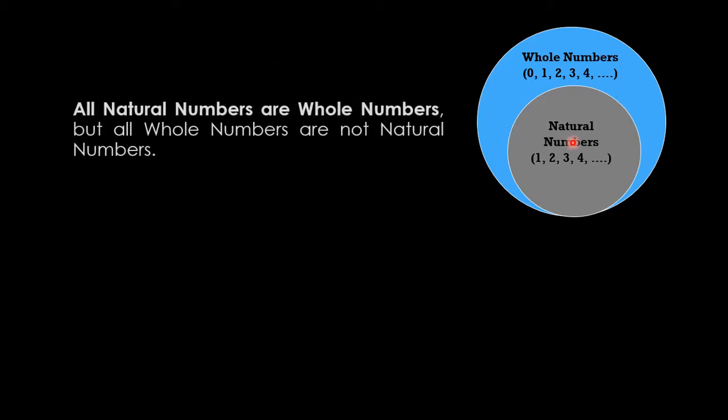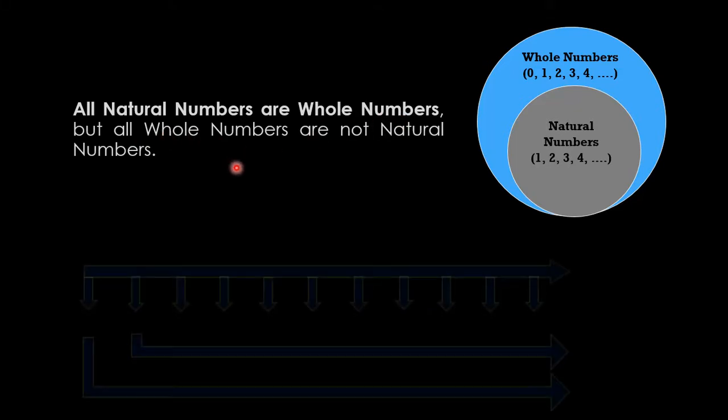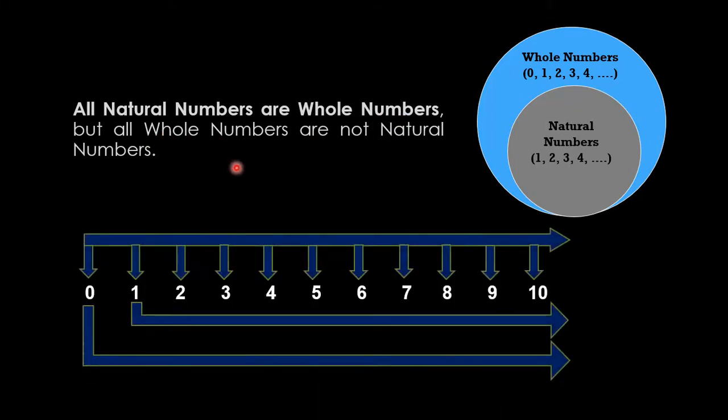So from this picture we can say all natural numbers are whole numbers, but all whole numbers are not natural numbers, because 0 is in whole numbers, but 0 is not in natural numbers. There is another symbolic representation here. In this number diagram, starting from 1 to infinity is natural numbers, but if we add 0 also, starting from 0 up to infinity, this is whole numbers.